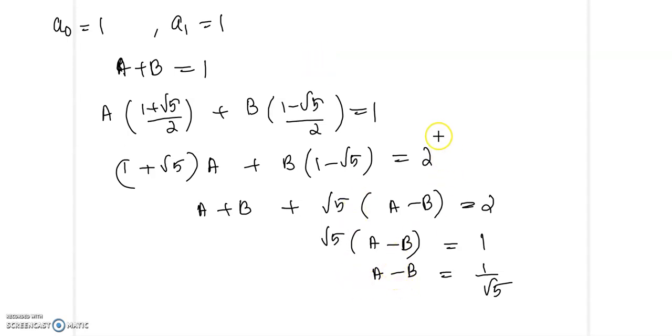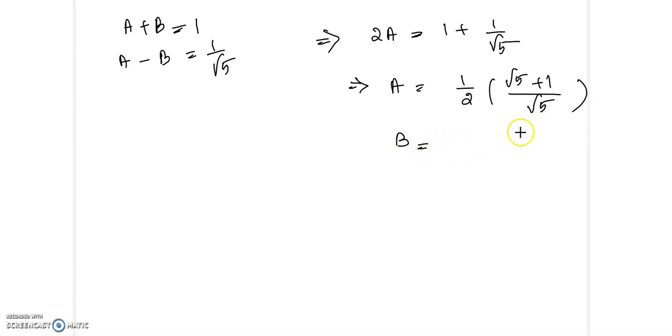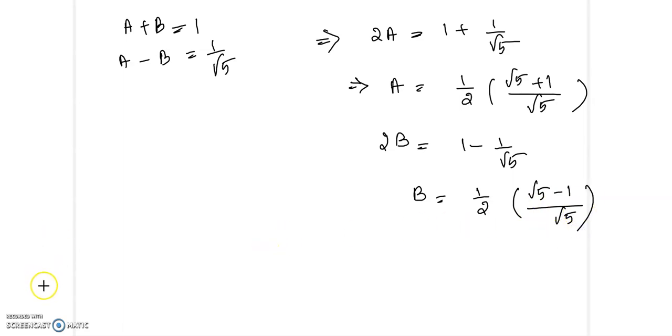So we'll get a minus b equal to 1 by root 5, and a plus b is equal to 1. a minus b is 1 by root 5, so that implies 2a will be 1 plus 1 by root 5, so a will be 1 by 2 root 5 plus 1 by root 5. And b: 2b will be equal to 1 minus 1 by root 5, so b is 1 by 2 root 5 minus 1 by root 5. So that is the value of a and b.